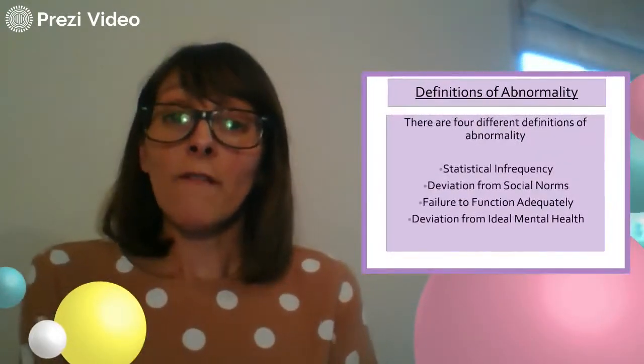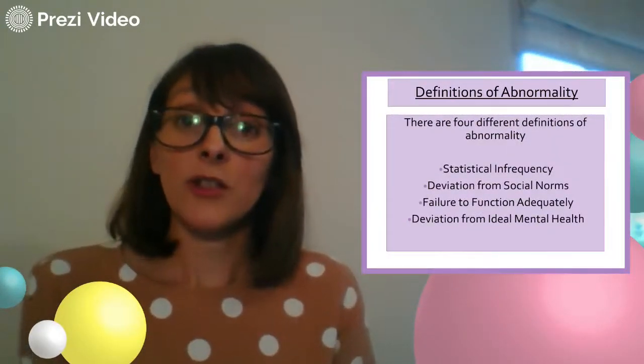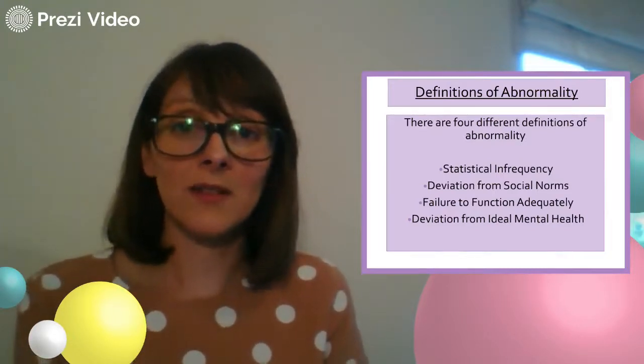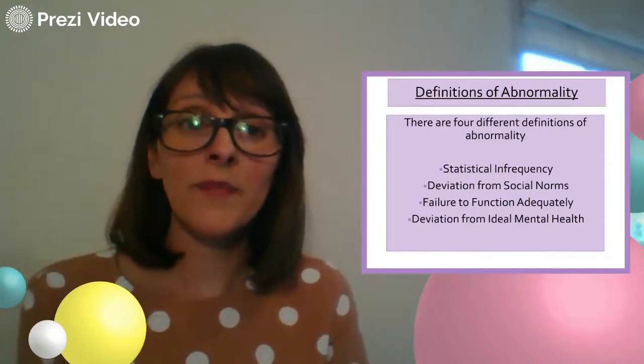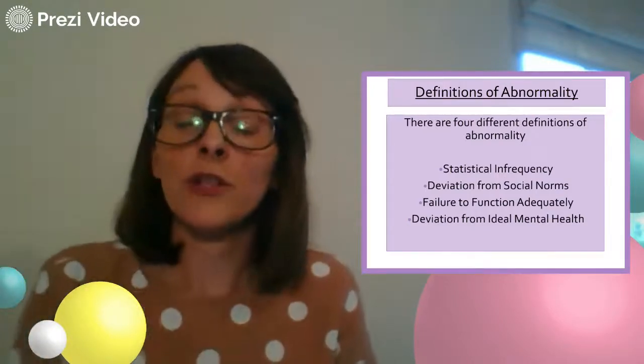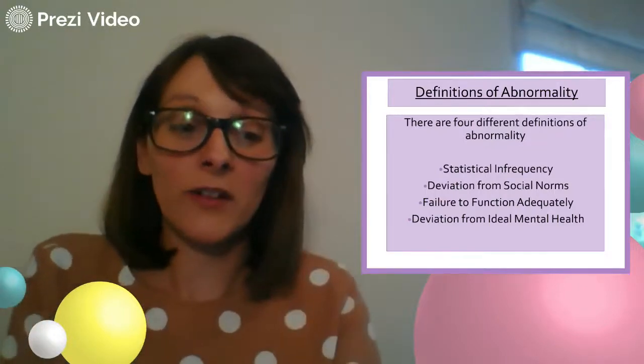Right, so we've got 4 definitions of abnormality. 2 that we did last lesson, statistical infrequency, which is sometimes called statistical deviation, but it means the same thing, and deviation from social norms. In today's lesson, we're going to look at failure to function adequately and ideal mental health.